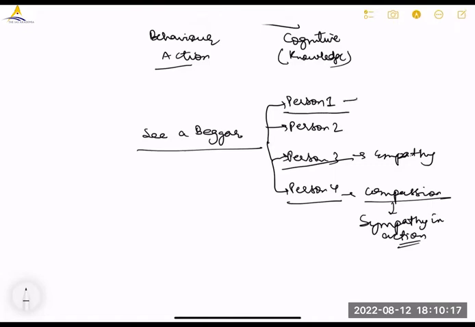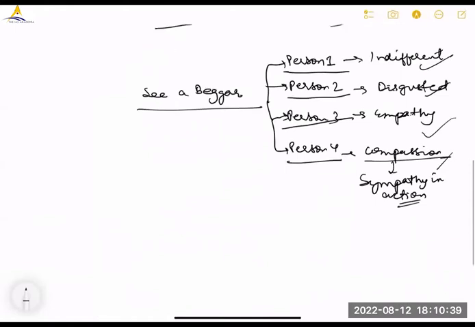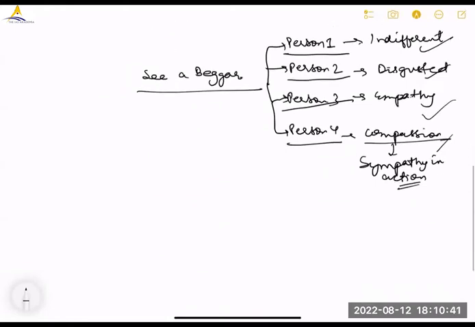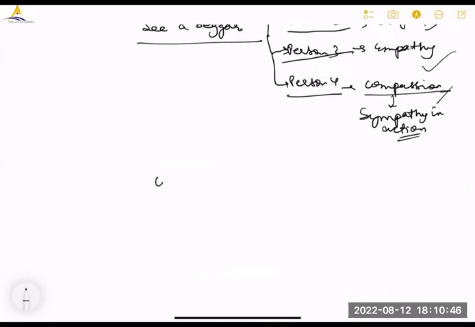Some people will feel indifferent, right? Yes, no. Some people will also be disgusted. Yes or no? So these are the various sets of affections or emotions or attitude that you will generate by seeing a beggar. But your attitude does not become complete here. What is the cognitive sense? This was the affective sense. What will be in the cognitive sense?